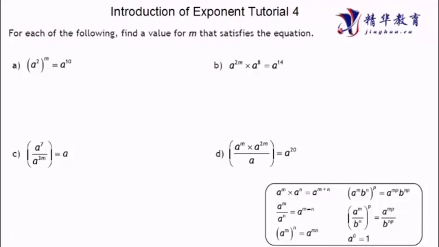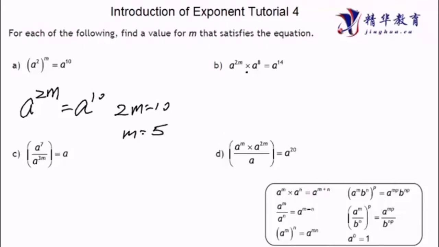All right, let's see the first one. First one is very simple. So a to the power of 2 to the power of m. Power of power equal to power multiply, right? So a to the power of 2m equal to a to the power of 10. We got the same base, so the power must be the same as well. So 2m is going to equal 10, and then m equals 5. And that's it. Simple enough, right?